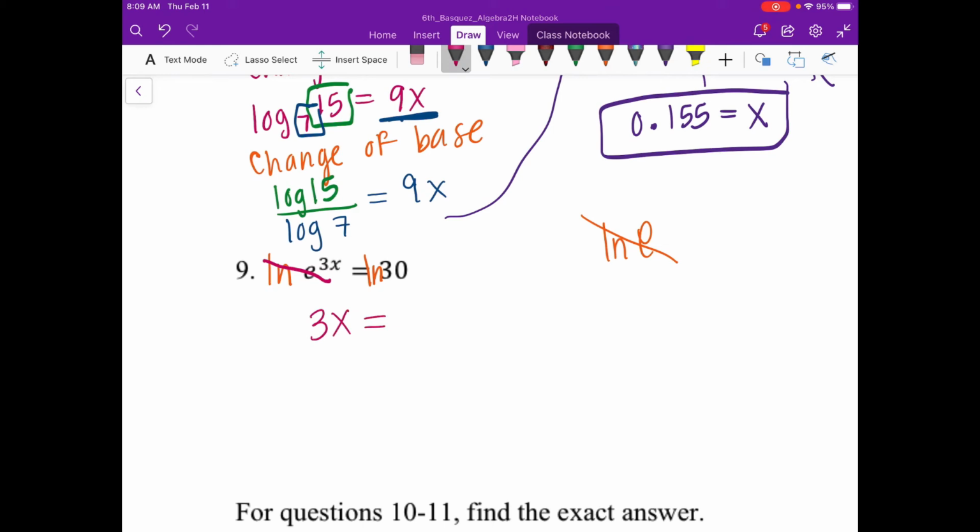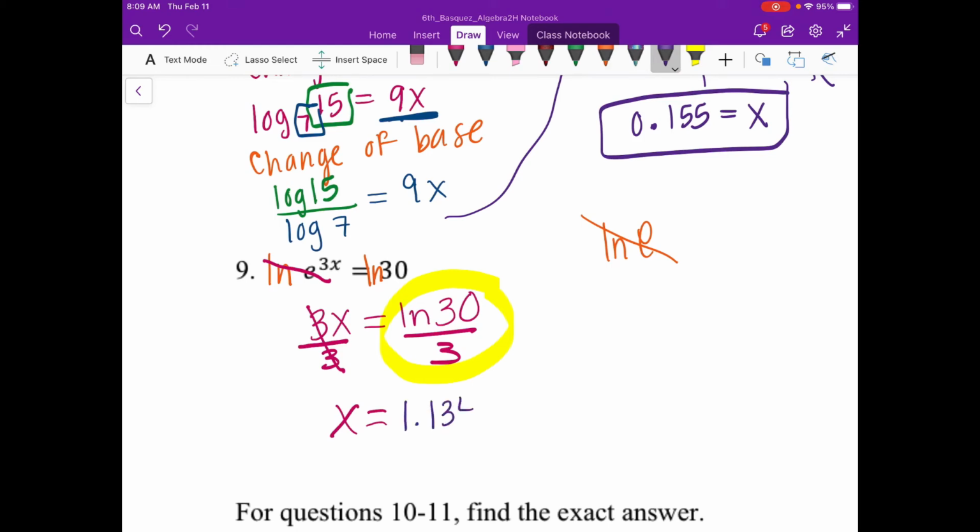And then all I'm left with on the left is 3x. And on the right, I just have ln of 30, which is going to be a number. Ln of 30, when you put it in, it's going to give you a decimal answer. I'm just going to solve for x first. So that would mean that I divide by 3. And then I'm going to enter all of this into my calculator. Natural log of 30, and then divide by 3. That should give me my answer that I'm looking for, which is 1.134.